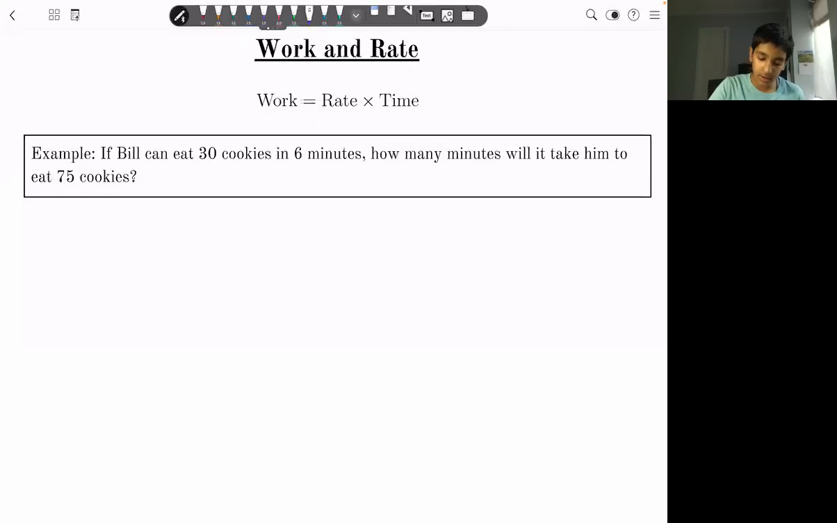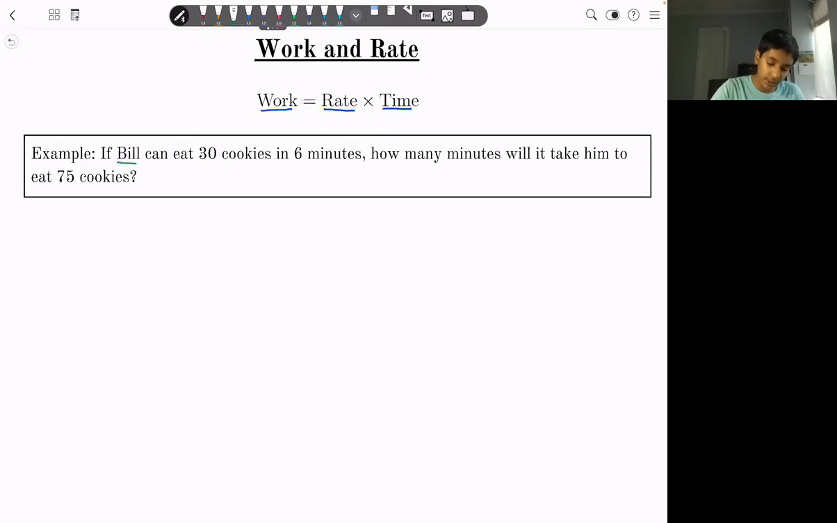Okay, so let's start off. The general formula for most of these types of problems is that work is rate times time. So the amount of work done is just going to be the rate of the work times the amount of time you actually spend doing that work. That, of course, seems pretty intuitively obvious. So let's try this with a simple example.